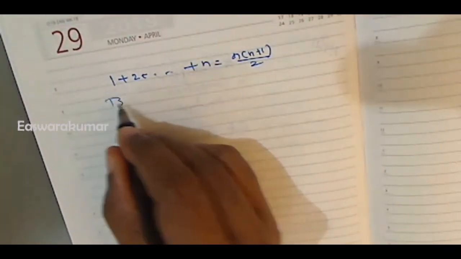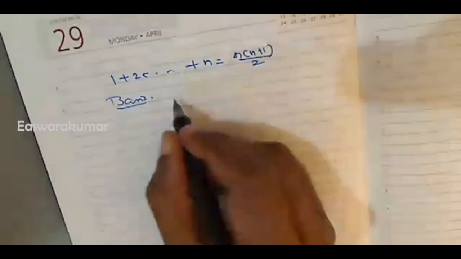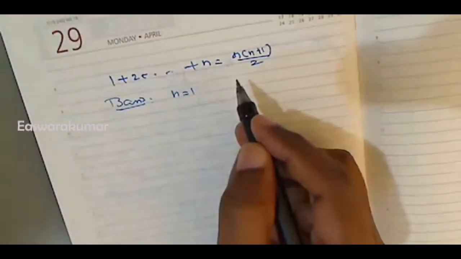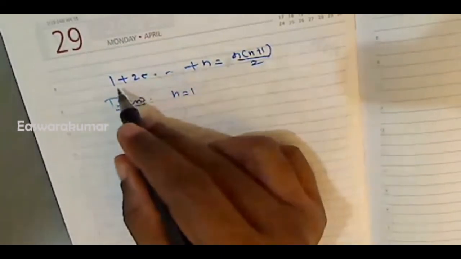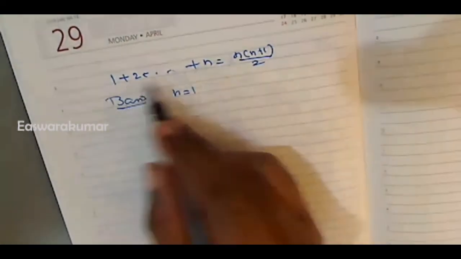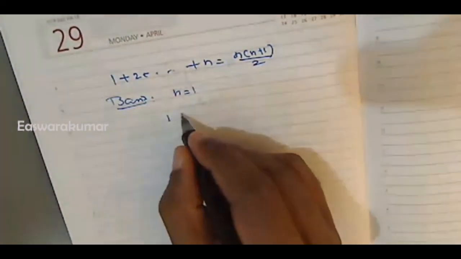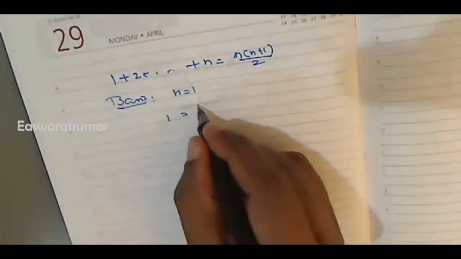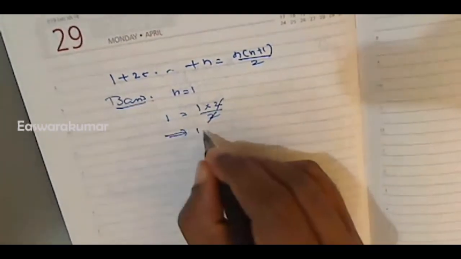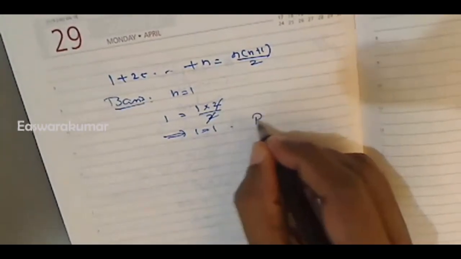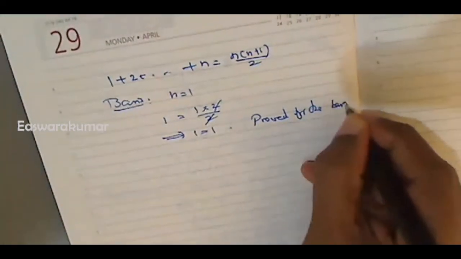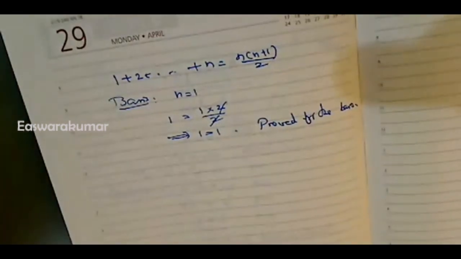First, the basis condition. We can start with a small value, so n is equal to 1 we are taking. In this formula, if you substitute n is equal to 1, on the left hand side, 1 plus 2 plus up to n, with n equal to 1, only one value will be there, 1. And the right hand side, when n is equal to 1, is 1 into 2 by 2. The 2 cancels, so 1 is equal to 1. So proved for the basis condition.